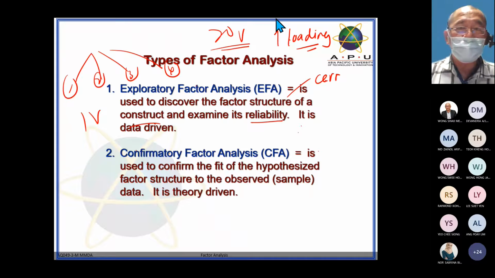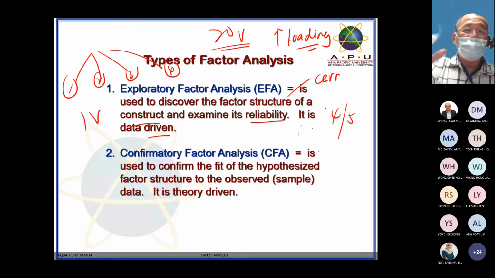EFA is data driven, meaning we didn't control the output. Actually, if you want, you can also put in 4 or 5 factors when you do the testing.